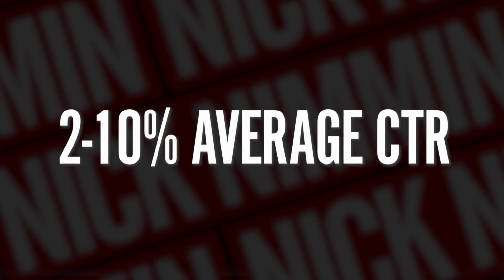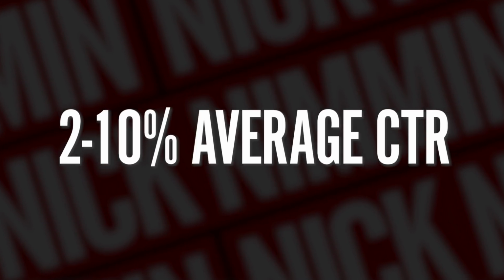To give you a benchmark, the average on YouTube across the platform is between 2 and 10% on the click-through rate on your thumbnail. So if you're at the low end of that, you want to say, okay, how can I make it better? If you're on the high end of that, you still want to say, how can I make it better? But you can say, okay, well, at least my thumbnail's doing okay. So maybe it's one of the other things that I'm going to talk about right here in a second.